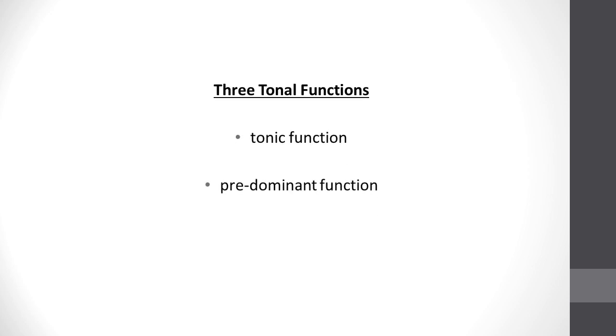In the last lesson, we learned that there are three basic tonal functions: the tonic function, the predominant function, and the dominant function. We saw how each of the primary chords fits into one of these categories. 1 had a tonic function, 4 had a predominant function, and 5 had a dominant function.